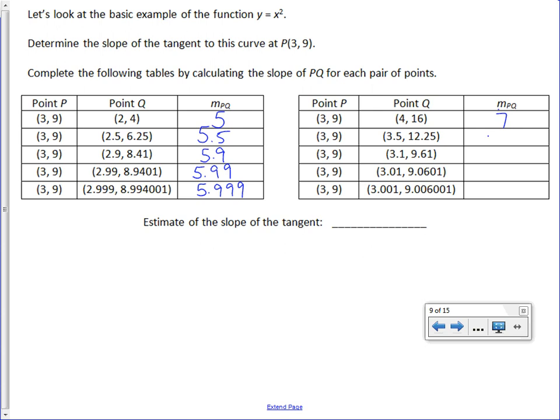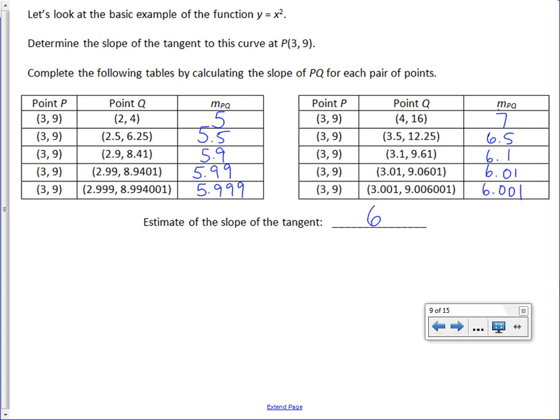It's getting closer and closer to 6. It's going to go down. So 6.5. And I'm getting really, really close to 6 from the other end. So it's going to be 6.01, and then 6.001. That's even better, right? That's even closer. 6.001. Okay? So estimate the slope of the tangent from the evidence in these charts. We're feeling that the slope is 6.